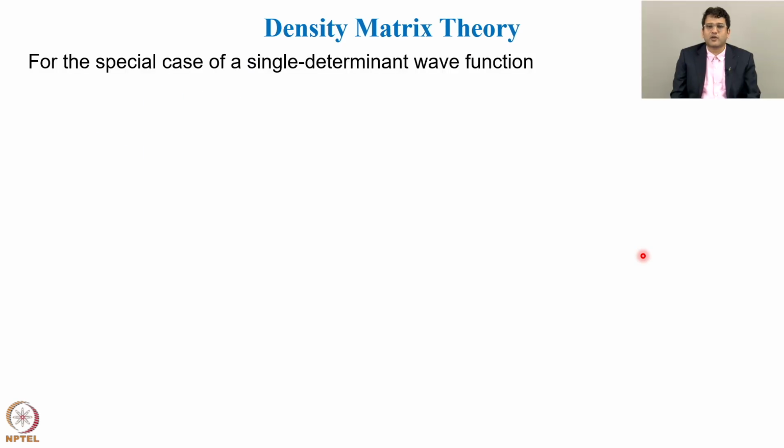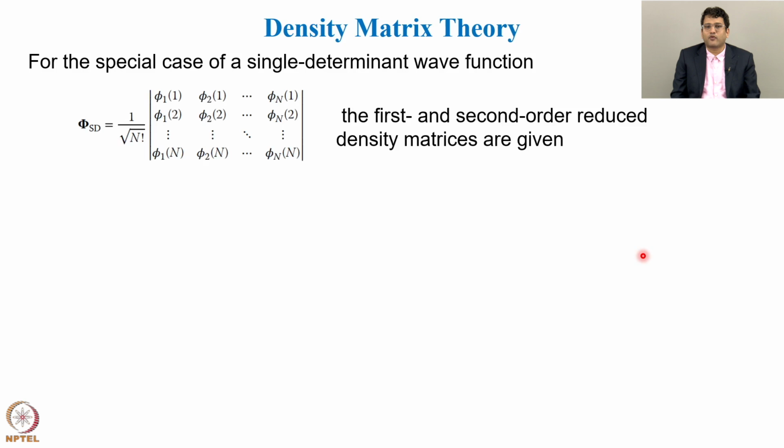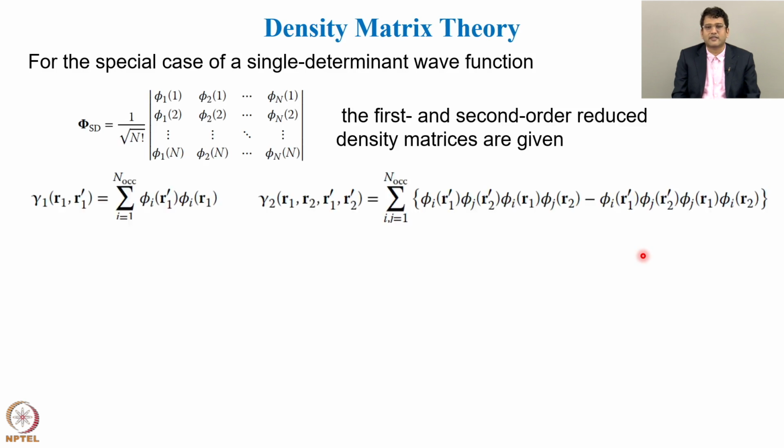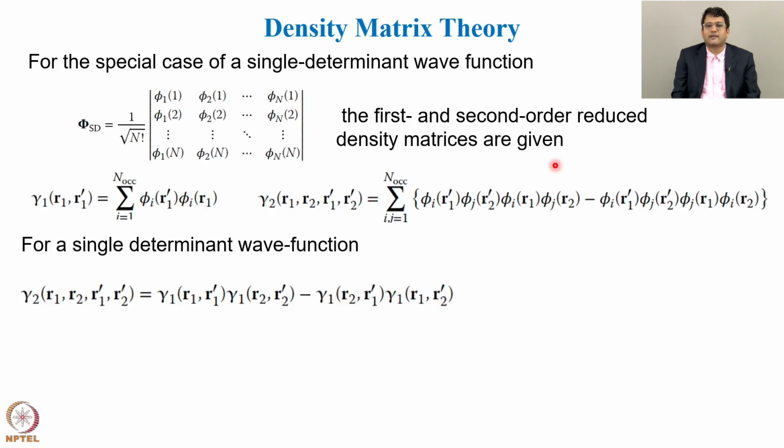For a special case of a single determinant wave function, of course, I can write the first and second order reduced density matrix in terms of orbitals. This is how the form looks like. This is for the one body reduced density matrix, this is for the two body reduced density matrix. Also, for the single determinant wave function, it can be shown that the two body reduced density matrix can be written as a product of the one body reduced density matrix.